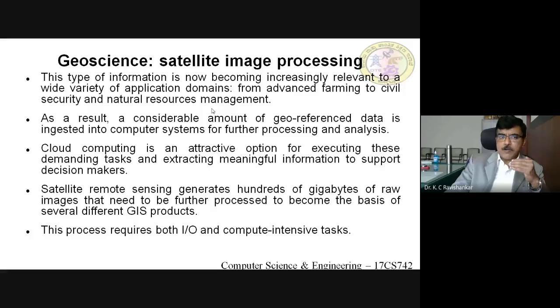As a result, a considerable amount of geo-referenced data is ingested into computer systems for further processing and analysis. Cloud computing is an attractive option for executing these demanding tasks and extracting meaningful information to support decision makers. Satellite remote sensing generates hundreds of gigabytes of raw images that need to be further processed to become the basis of several different GIS products. This process requires both I/O and compute intensive tasks.